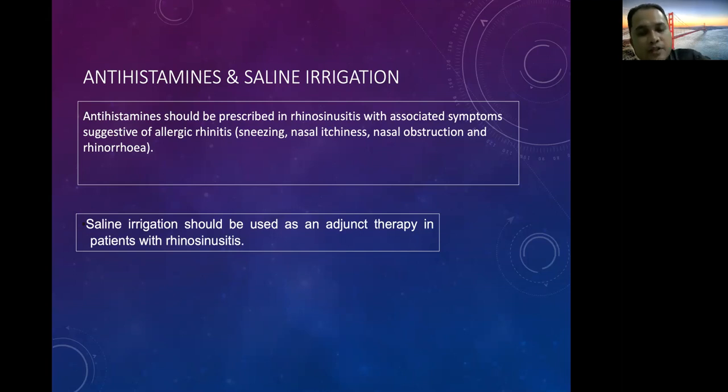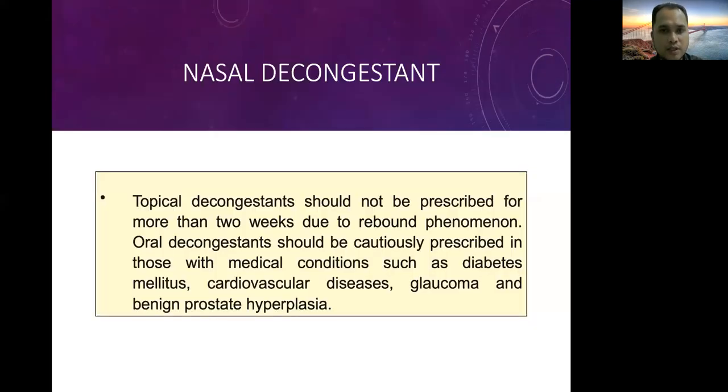So if the patient previously has the symptoms of sneezing, nasal itchiness, nasal obstruction, and rhinorrhea, we will give antihistamine to this patient. Also, saline irrigation or alkaline nasal douching should be used as adjunct therapy in patients with rhinosinusitis. Topical nasal decongestant should not be prescribed for more than 2 weeks because we're afraid of a rebound phenomenon. So we have to differentiate which nasal steroid spray has decongestant and which just has low-dose steroid.